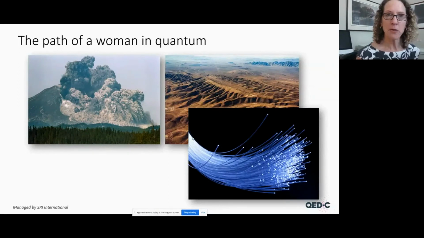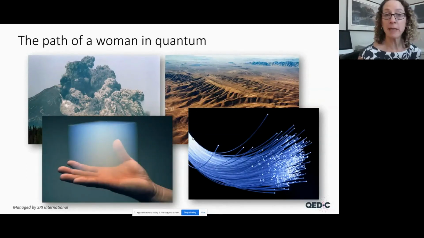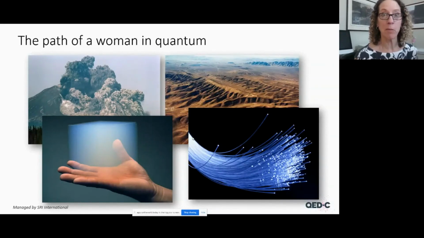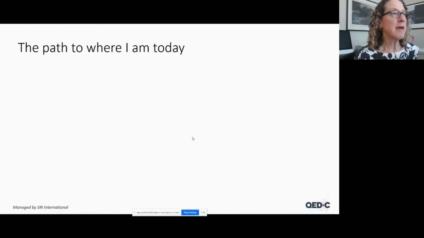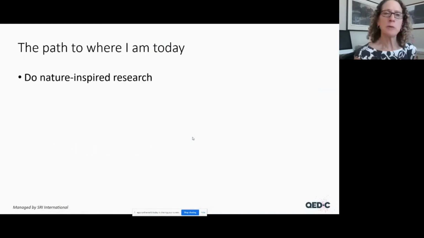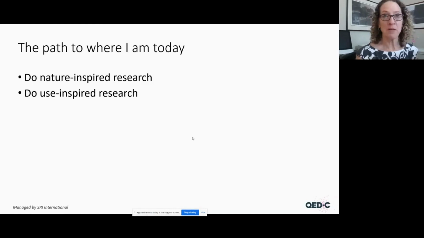From there, I got recruited to join the Navy as a research scientist, where I studied glass as well. All of these are glassy materials. But my interest changed to glassy materials that were useful to the Navy, optical fibers and things like that. And I ultimately ended up studying aerogels, which are a really unusual material that's mostly made up of air. So I was doing what I call nature-inspired research and then use-inspired research.